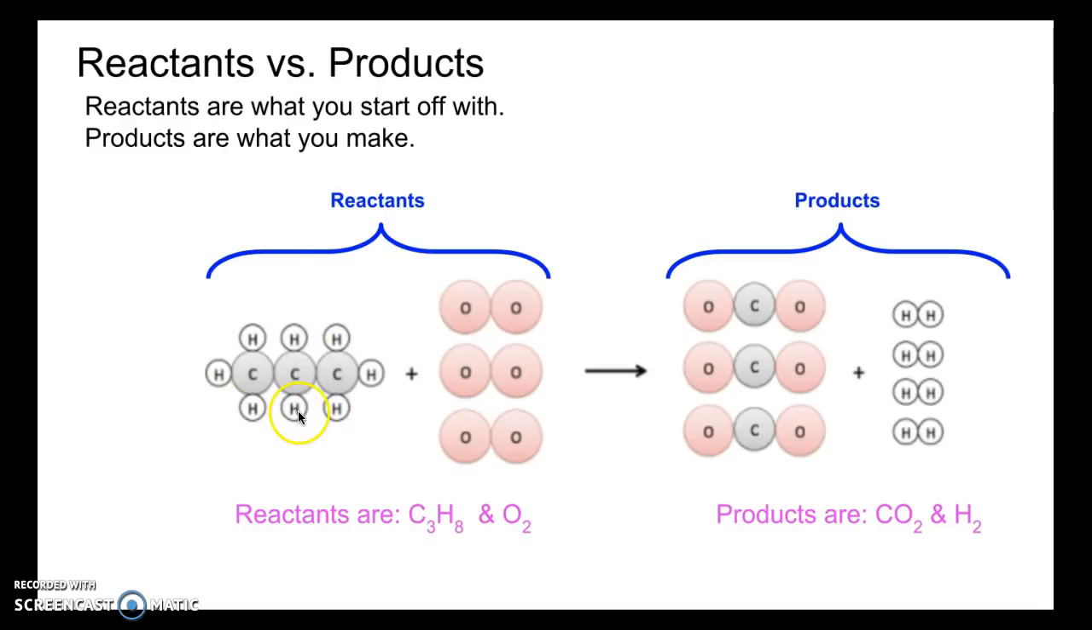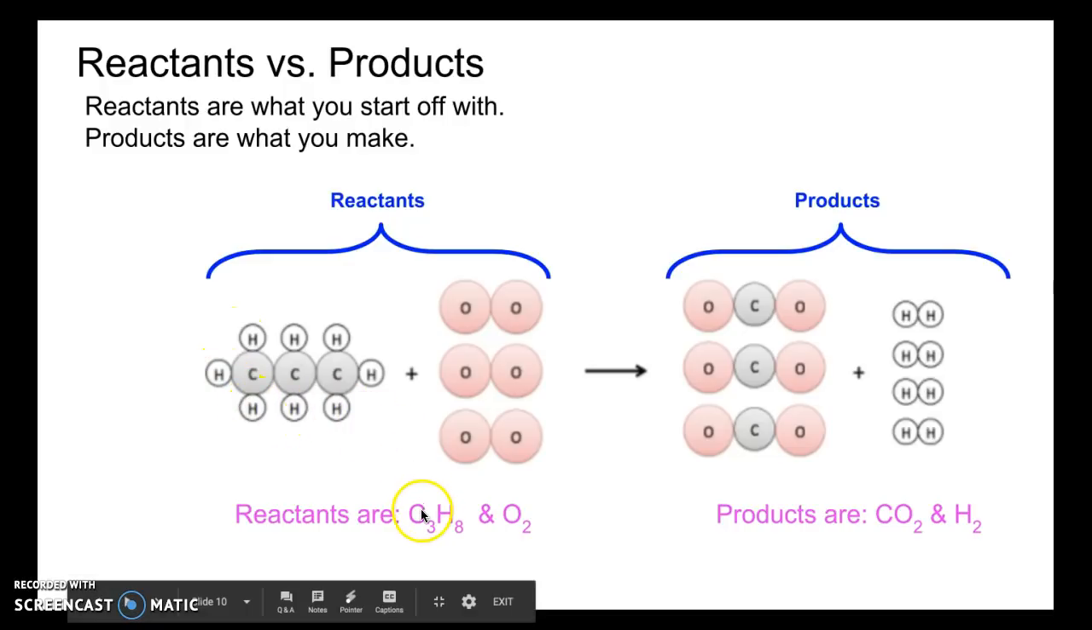What you're going to do is just write the chemical formula, and you've done this before, for that reactant. The chemical formula will tell you the number of atoms you have in that molecule. So in this molecule, we have 1, 2, 3 carbons, and 1, 2, 3, 4, 5, 6, 7, 8 hydrogens. So we would say this is C3H8.